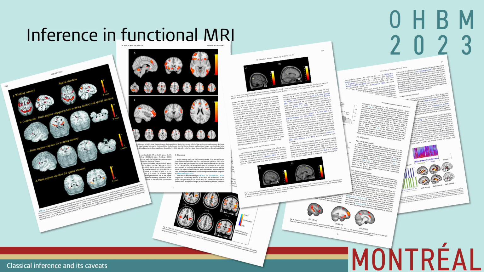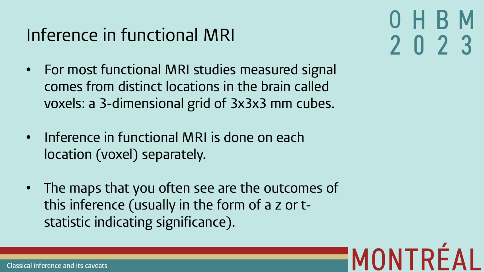When reading literature about functional MRI studies, you often see these images of brains with blobs or clusters of activity on them. And today I want to talk about how these images come about. For most functional MRI studies, the measured signal comes from distinct locations in the brain called voxels. And these voxels span a three-dimensional grid of about 3 by 3 by 3 millimeter cubes across the entire brain. Inference in functional MRI is done on each of these locations or voxels separately.